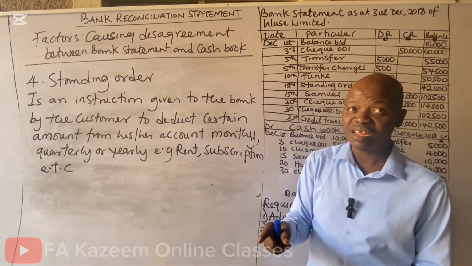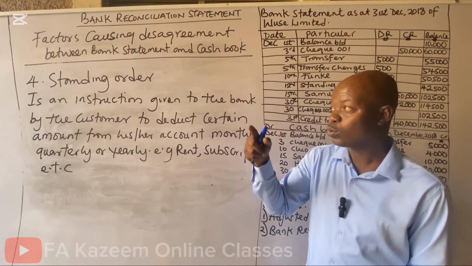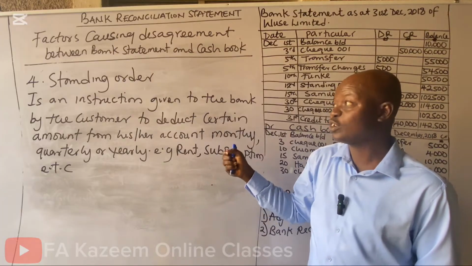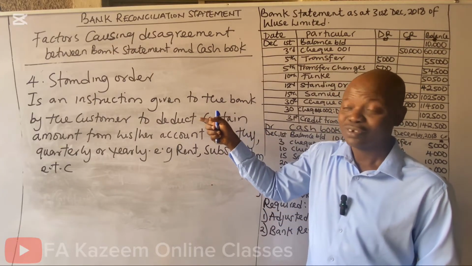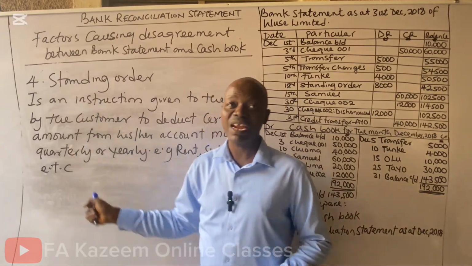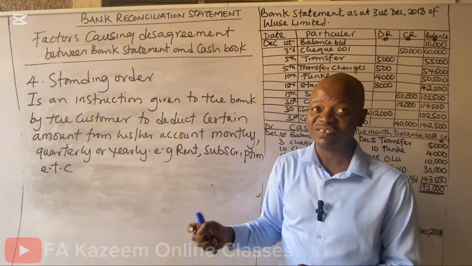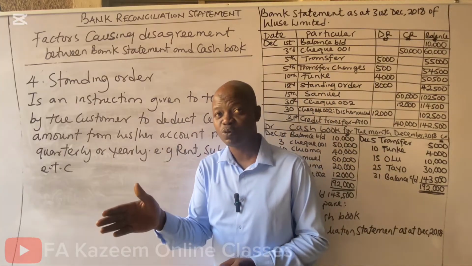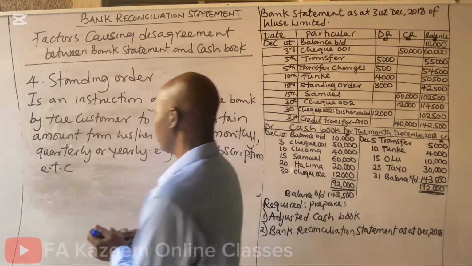And once the customer omitted to keep the record of the standing order in his cash book, he is going to have an excess balance in his cash book, while the bank statement will have a shortage balance. And this can create a lot of disagreement between the bank statement prepared by the bank and the cash book prepared by the customer.